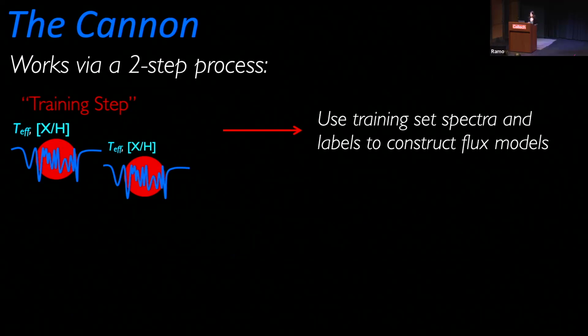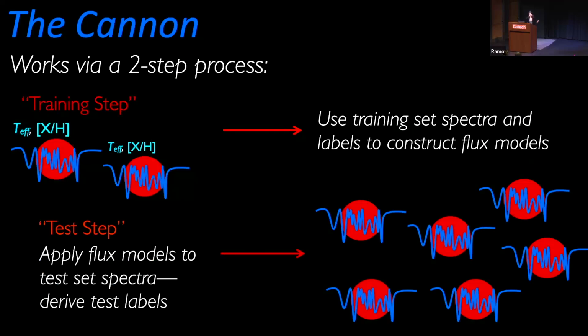And then in the second step, or the test step, we apply that set of flux models to the spectra of stars where we want to determine their abundance and parameter labels. So in this way, we can characterize them.